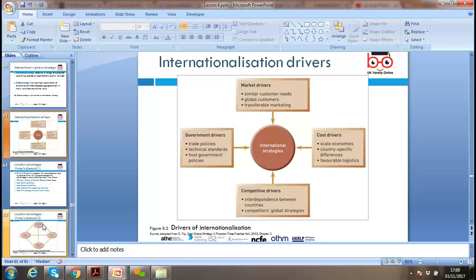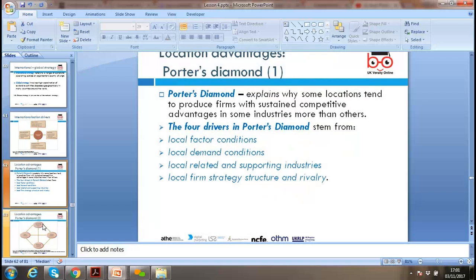We also need to look at the government driver. Trade policies could be different, so the strategic plan needs to be adapted accordingly. Then the competitive driver: interdependency between countries. Maybe one country's product is part of another country's product. Like with Brexit, what impact will there be? We also need to focus on the cost driver and scale of economies. Like in the Middle East, I heard they are going to introduce a tax, so we need to look at what impact that will have on the cost drivers. What is going to happen?